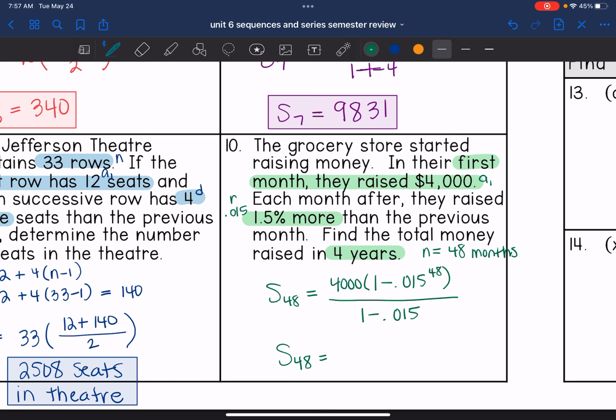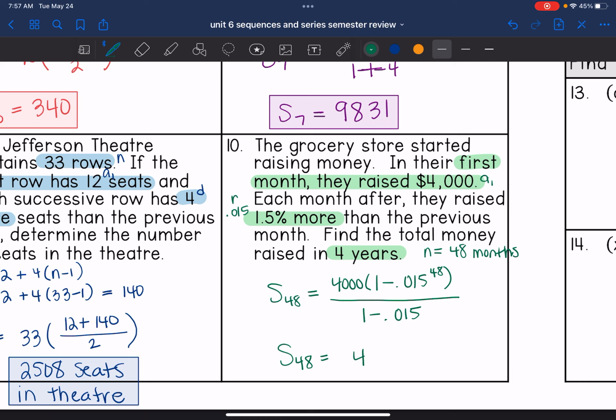Okay, so I get here 4,060, and we're talking about money here, so I'm going to use 2 decimal places, and 91 cents. $4,060.91. That's how much they raised.